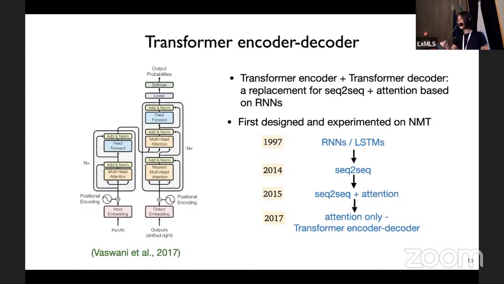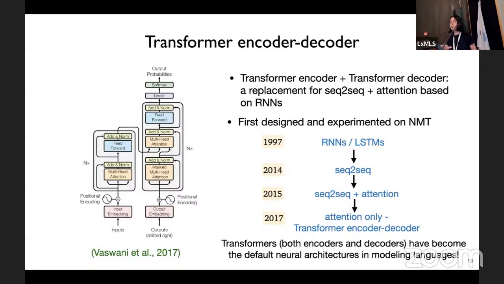And then in 2017, the "Attention Is All You Need" paper came out. It showed that you don't actually need a recurrent neural network, and you can just use attention. They proposed the transformer encoder-decoder architecture in the 2017 paper. And since then, transformers have become basically the most popular, the default model architecture for modeling language and even images and other modalities.